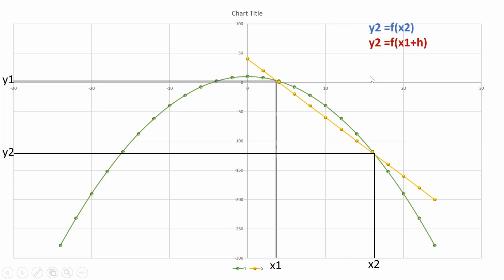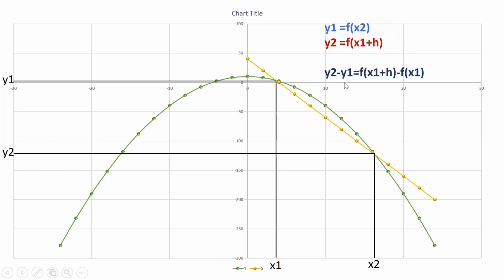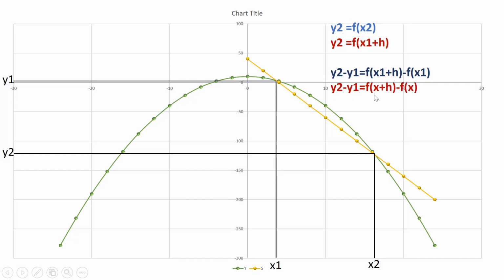Okay, we have y2. So let's now proceed to take the difference between y2 and y1. We want to take the difference between y2 and y1. y2 is this and y1 is this. So y2 minus y1 is going to give us f of x1 plus h minus f of x1. Now, let's also try to write this down because we are going to use it.